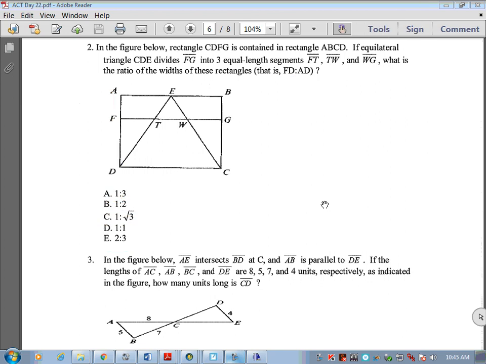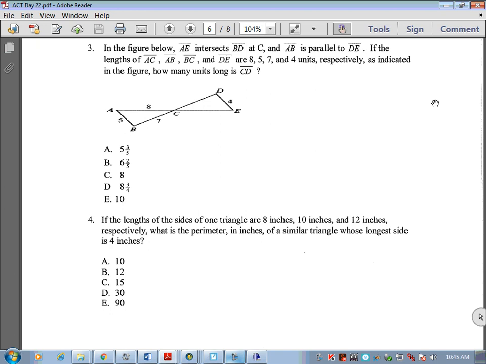3, okay. Thought 3 might come up. Let's see if I can do a good job with this. All right, let's see. In the figure below, AE intersects BD at C. AB is parallel to DE. That's important because if I have 2 parallel lines, then anything that crosses those parallel lines is a transversal, which means alternate interior angles are congruent. Okay, same way over here. And I also have vertical angles there and there.